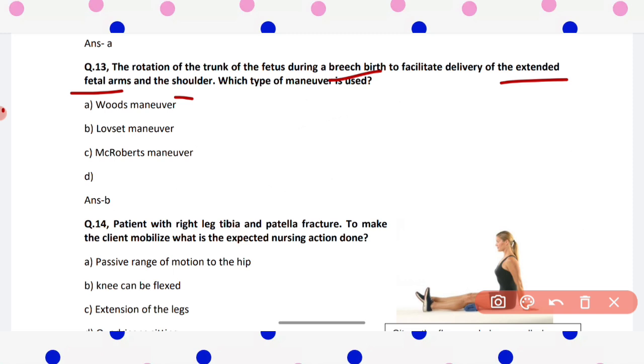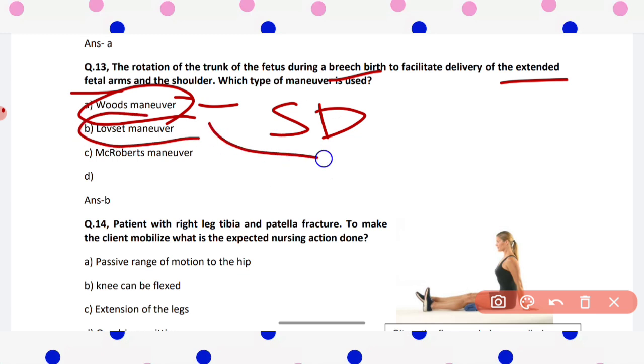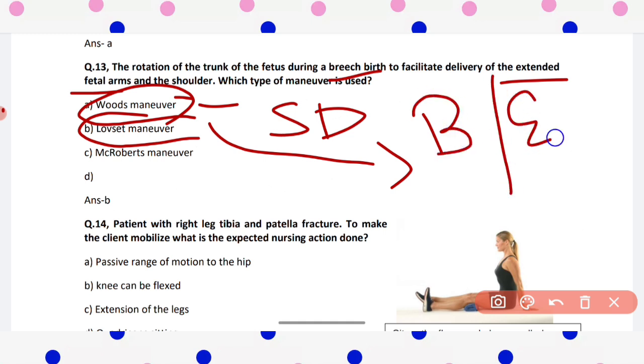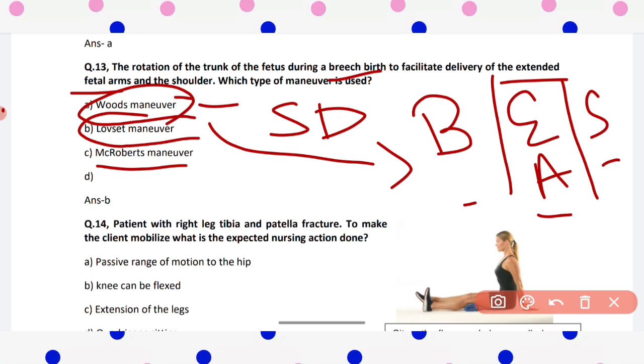What is Wood's maneuver? In case of shoulder dystocia, we can use the Wood's maneuver. Only in shoulder dystocia. What is Lowset maneuver? If the baby is presented with breech presentation, with extended arms and shoulders. If these three golden points, breech presentation, extended arms and shoulder, are there, it means you have to go for what? Lowset maneuver. And the last one is McRoberts maneuver. It is also the same. We can use this maneuver for shoulder dystocia.